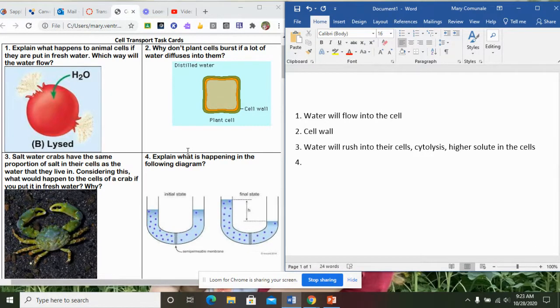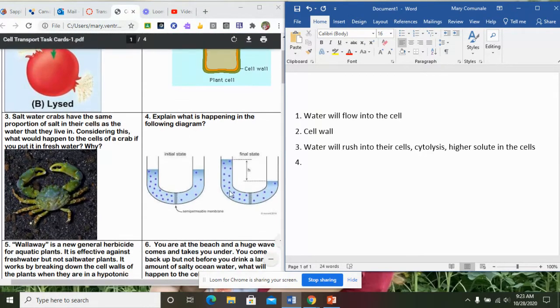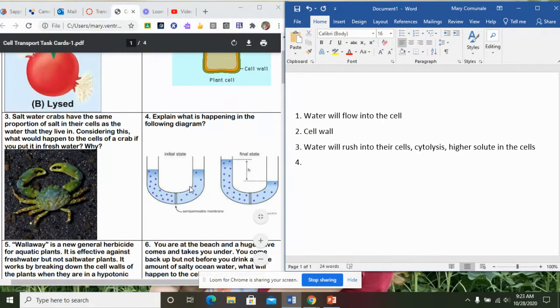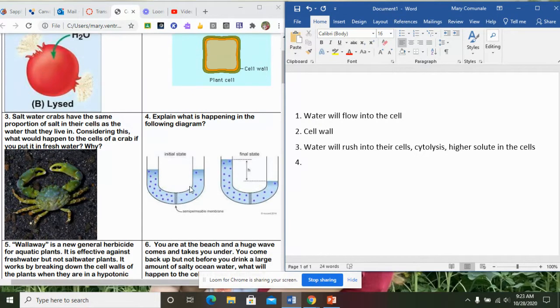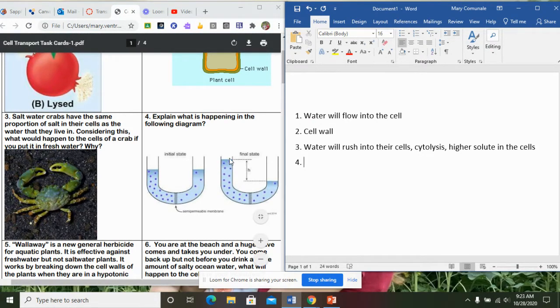Explain what is happening in the following diagram. So here's the initial state, and you can see that the little dots are going to be our solute particles. We have a semi-permeable membrane, which means that it allows some things to cross it, but not other things. And when we look at the final state, we know that this side has fewer solute particles, this side has more. We see the water levels have changed. So this one is considerably lower, this one is higher.